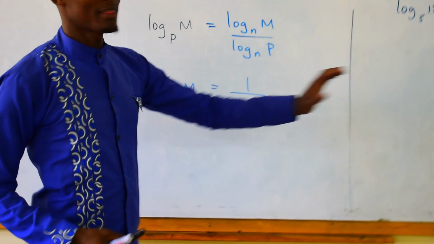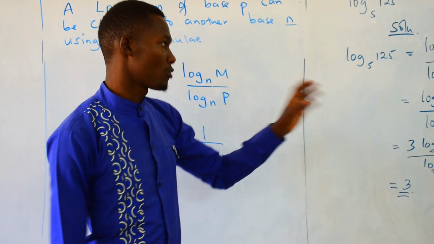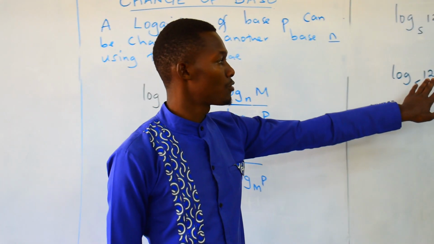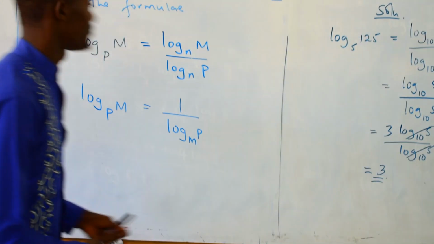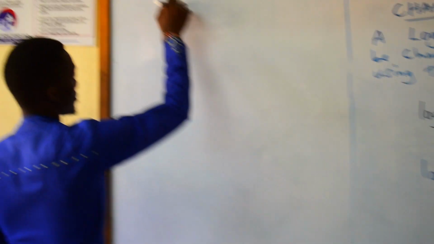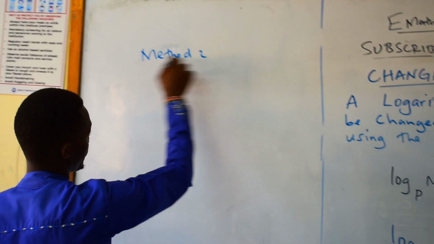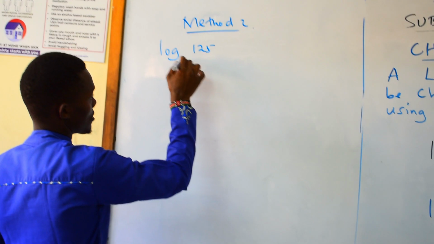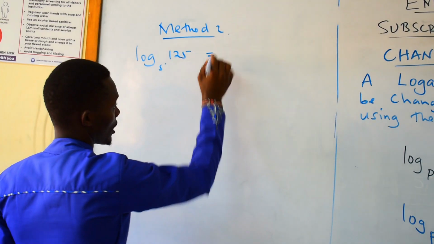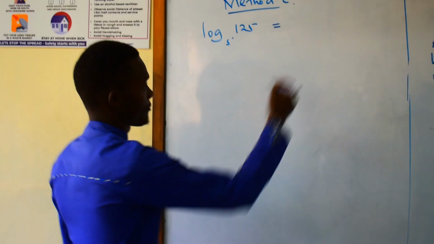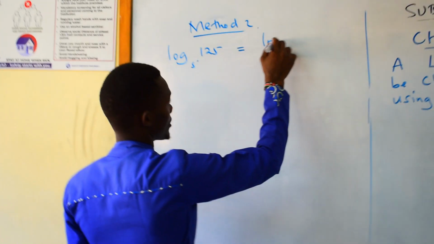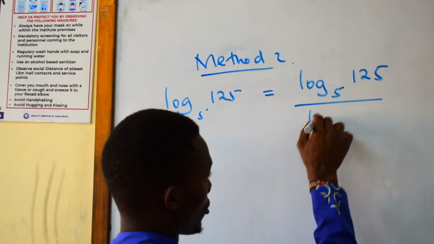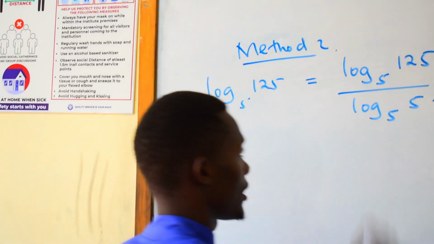In one or the other, the base should be a number which can be raised to a certain power to give you the number that is present in your logarithm. So, method 2. You can use method 2. And we say, if you have log 125 to base 5, now let's write them in terms of the log of 5. So we put it as log of 125 to base 5, over log of 5 to base 5.